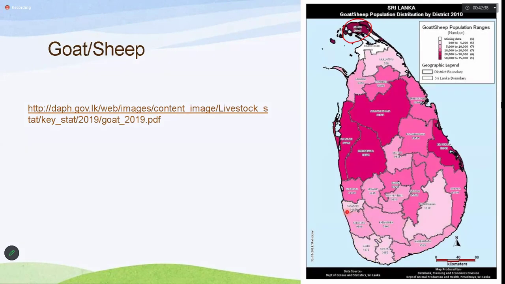For goats and sheep, the highest amount is in the Jaffna area. Then also Kurunegala, Anuradhapura, Puttalam and the Ampara area.